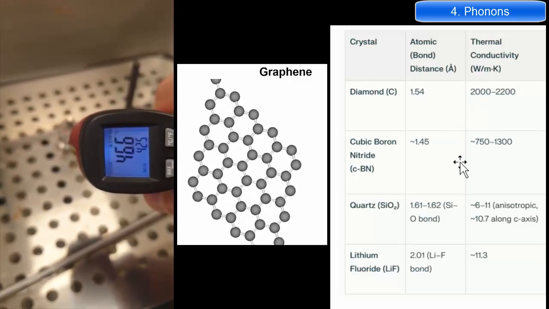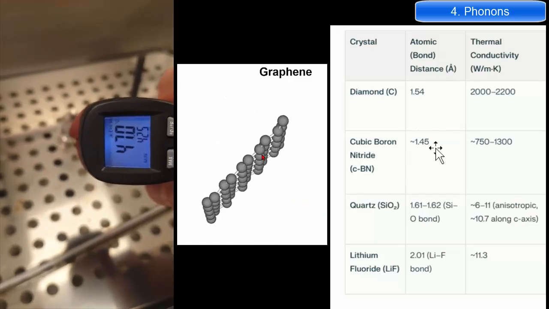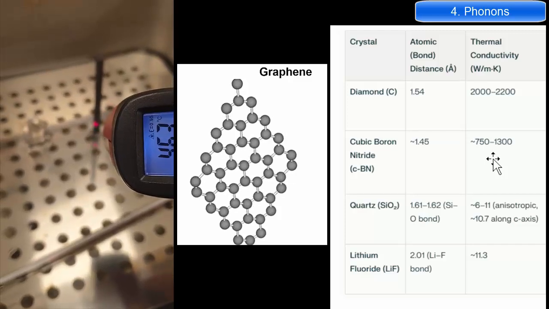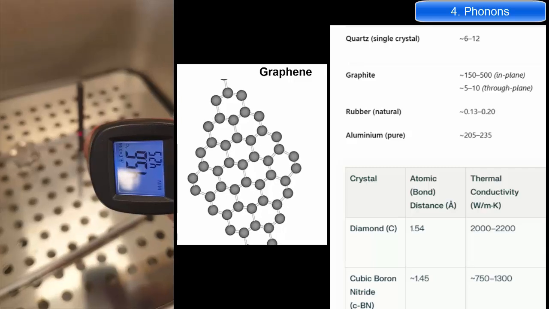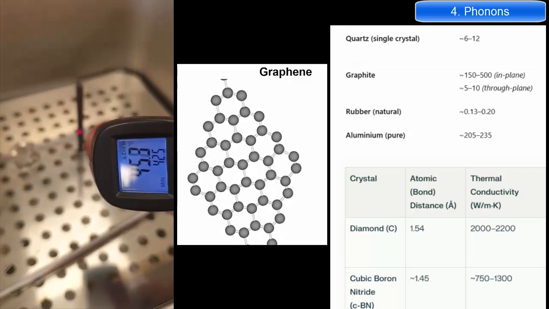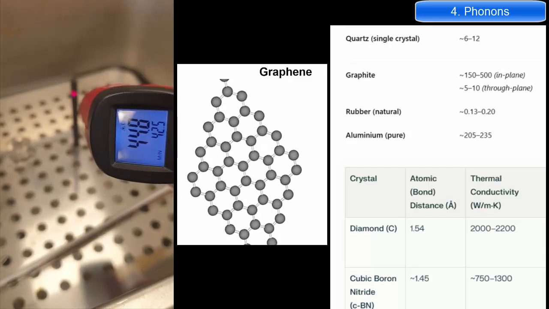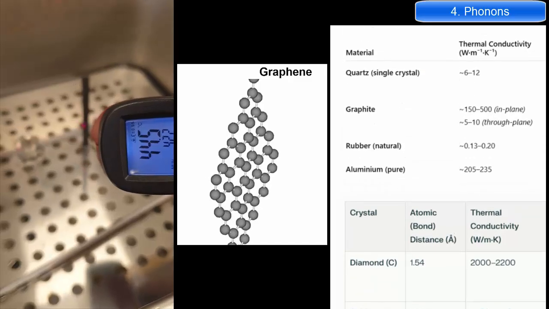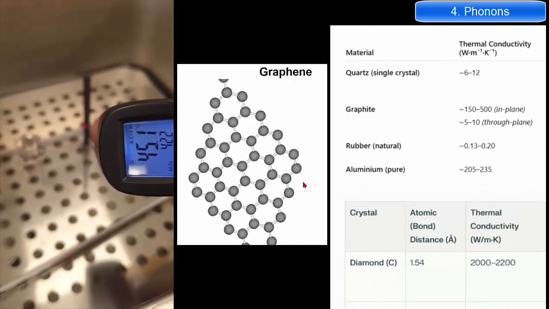But as you can see, this structure here has a smaller atomic bond, but far less thermal conductivity. And so it's more about how the phonons travel across the lattice, which is to do with its three-dimensional structure, and it has a lot to do with impurities and any breaks as well. So it's not a simple prediction to know which one it is.